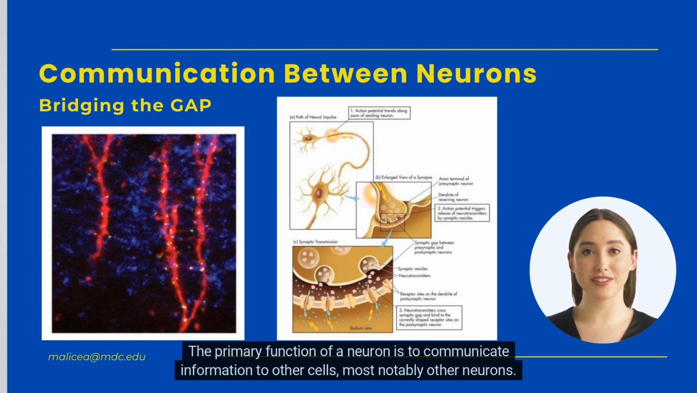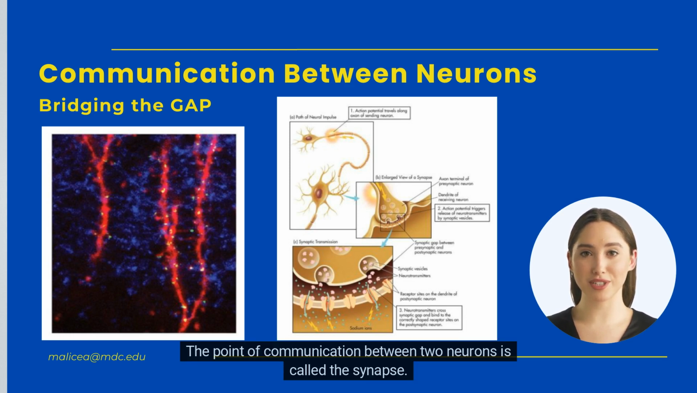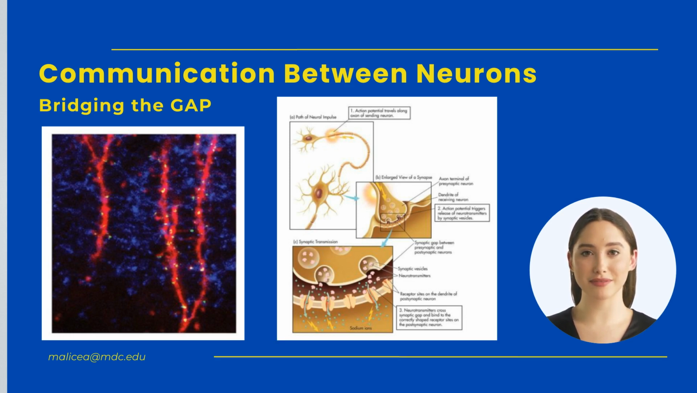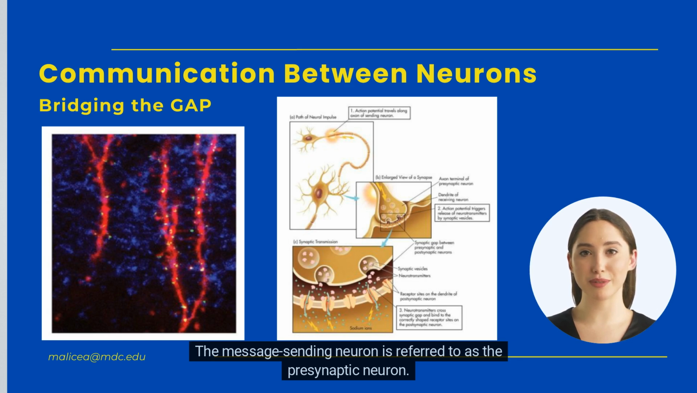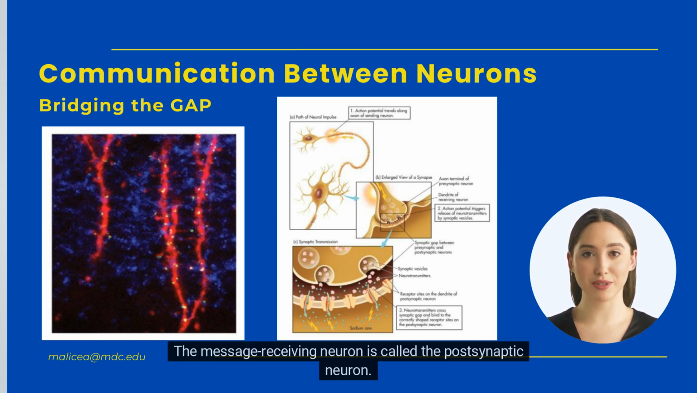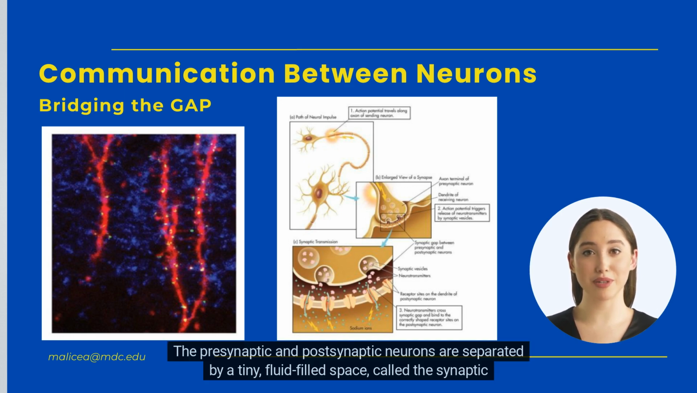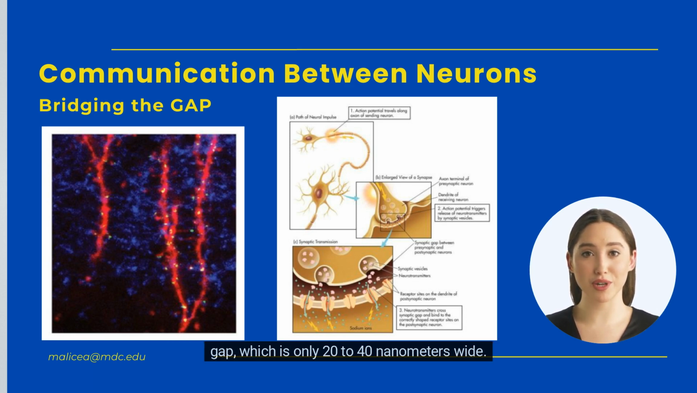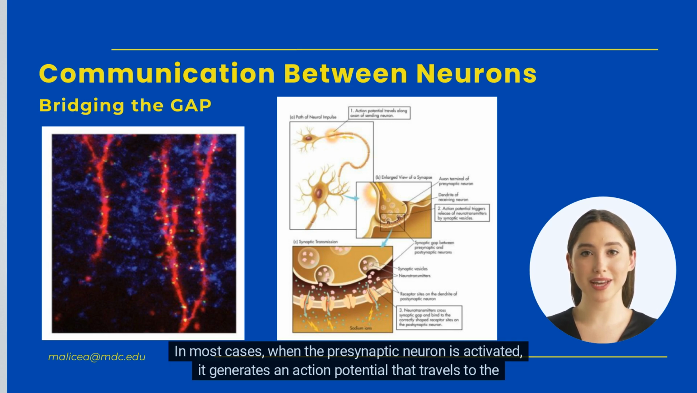The primary function of a neuron is to communicate information to other cells, most notably other neurons. The point of communication between two neurons is called the synapse. The message-sending neuron is referred to as the presynaptic neuron. The message-receiving neuron is called the postsynaptic neuron. The presynaptic and postsynaptic neurons are separated by a tiny fluid-filled space, called the synaptic gap, which is only 20 to 40 nanometers wide.